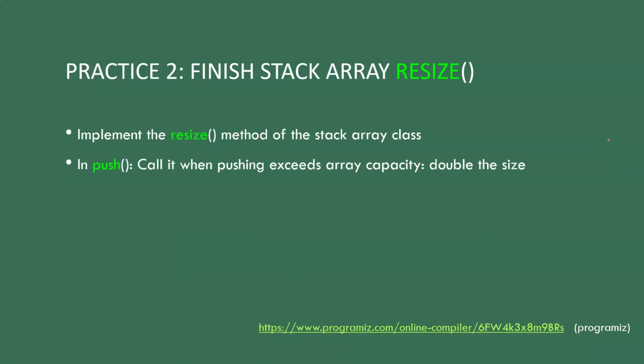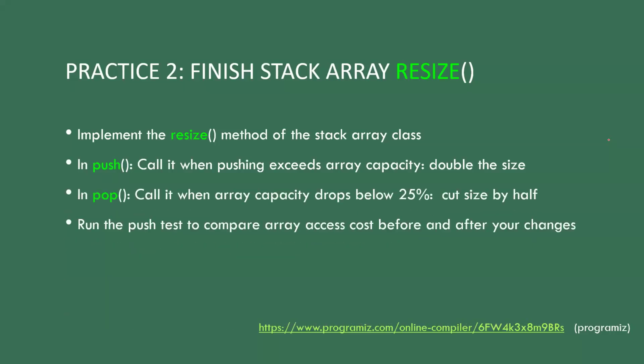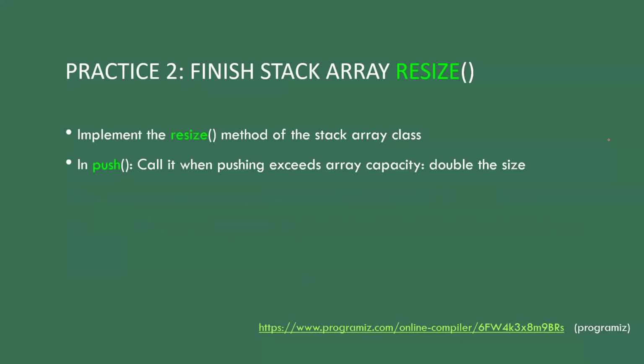So once again, I'm going to kind of fly over the top a little bit. I encourage you to look at the code. I'll show you the solution here. It's not a lot of code, so it's pretty quick to implement. But whenever we push something and it exceeds the capacity, we're just going to call a private resize method to do an allocation, a copy, and cleanup.